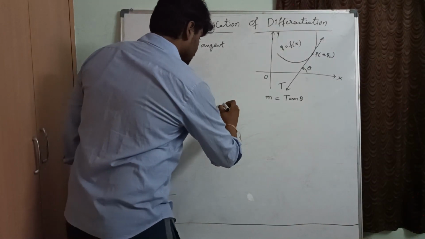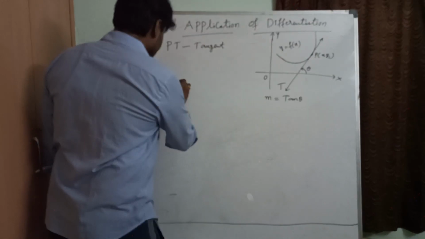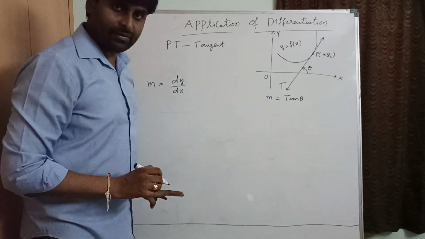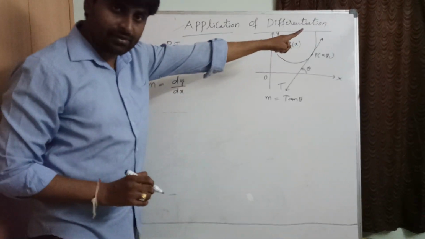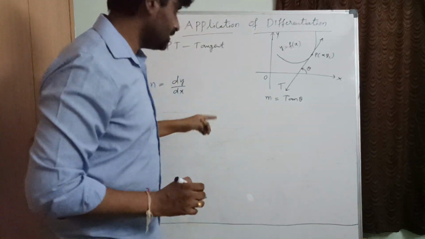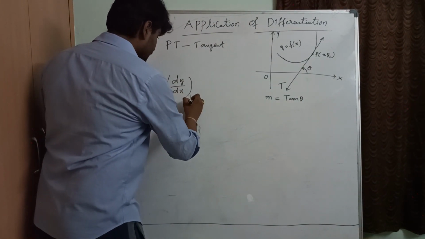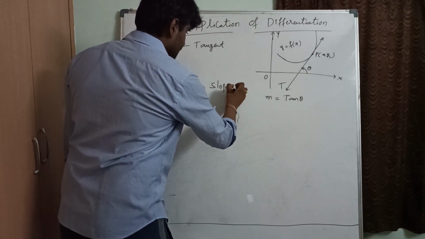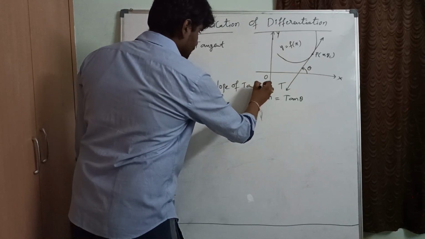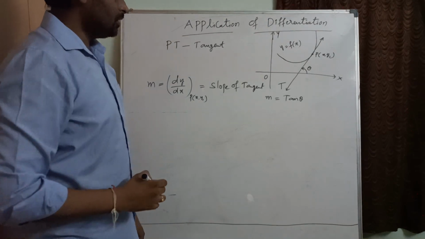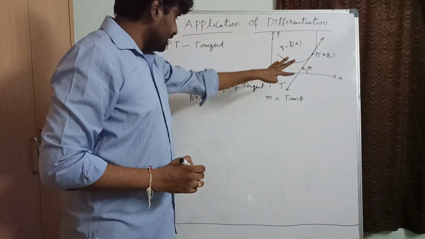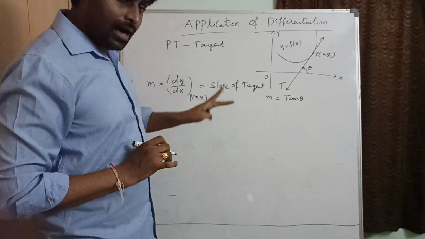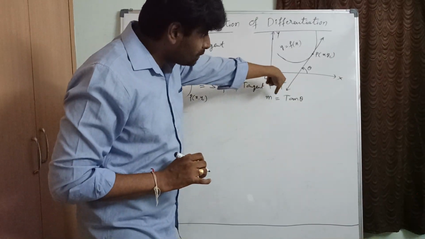Simply we are going to differentiate that curve, so we can get dy by dx, correct? After differentiating the curve equation, just substitute this point in that, then we'll get the slope of the tangent. That we know, slope of tangent, right? So just by differentiating the given curve and substituting that point, we are going to get the slope of the tangent. Clear? Now let us draw another line which is perpendicular to this tangent.